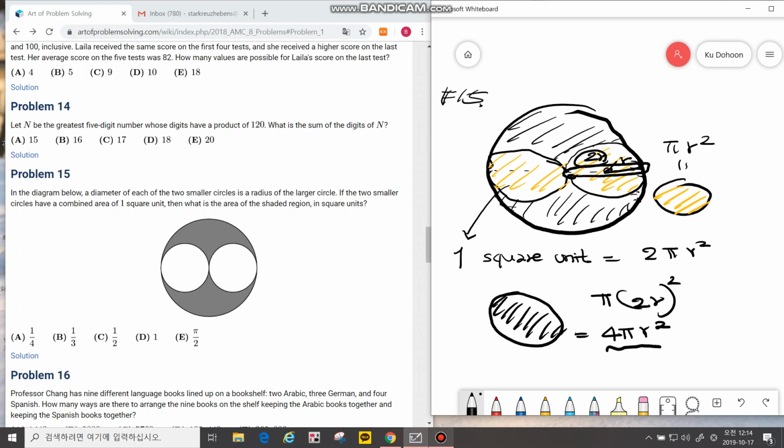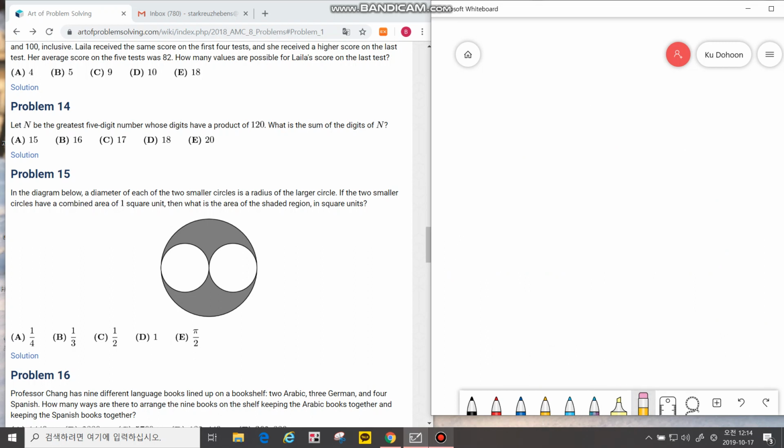Now, what do we need to do to figure out the area of the big circle? As you see, 2 pi r squared is 1 square unit, so the big circle, 4 pi r squared, is 2 square units. You just multiply by 2 to get this. Now, we want to know the area of the shaded region, so all we need to do is subtract the two smaller circles from the big circle, which is 2 minus 1. Therefore, the answer is just 1. Okay, that's it for 15.